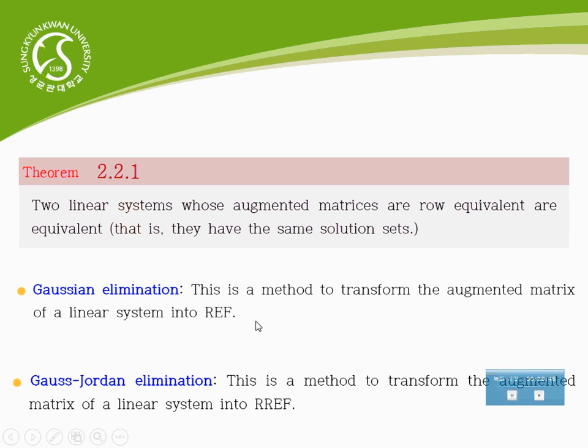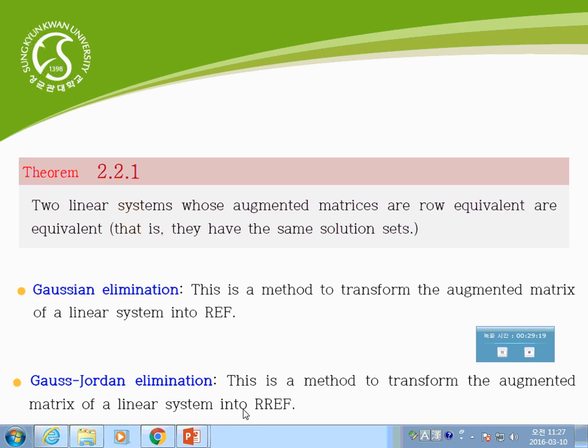If you have a complicated linear system of equations, simplify it with the REF or RREF, which is equivalent, and find the solution easily to get the original solution set. Okay? Actually, that's what you have done before. Gaussian elimination is a method to transform the augmented matrix of a linear system into REF and then solve. Gauss-Jordan elimination is the method to transform the augmented matrix of a linear system of equations into RREF and find the solution set of the given one.